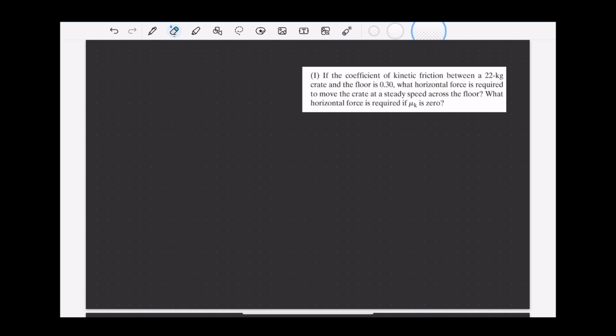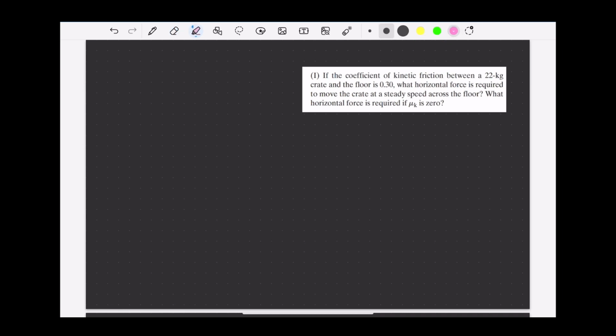This is going to be the first problem in the practice set, and it says, if the coefficient of kinetic friction between a 22 kilogram crate and the floor is 0.3, what horizontal force is required to move the crate at a steady speed across the floor? What horizontal force is required if the coefficient of kinetic friction is 0?